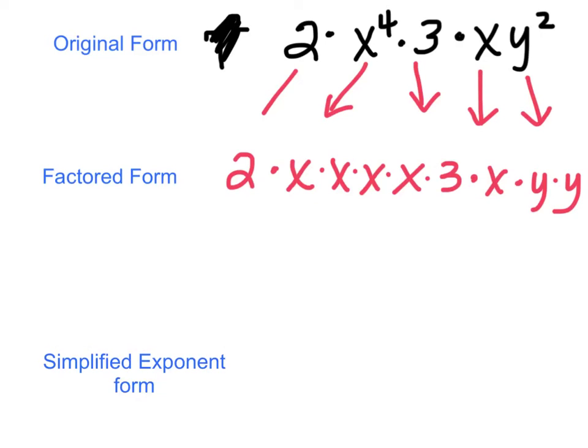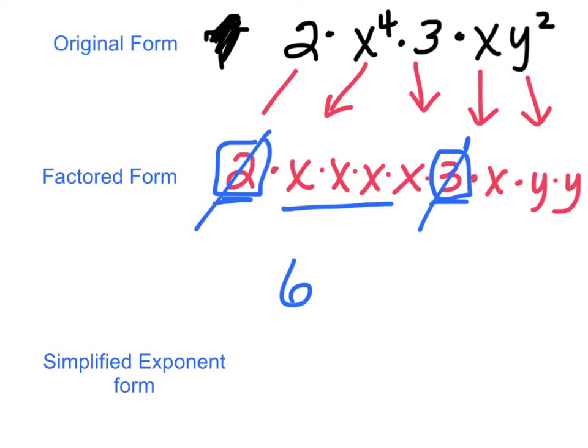Okay, now I'm just going to multiply my things together. I can start with my normal numbers. Remember, it doesn't matter the order, so I can actually do 2 times 3. Well, that's 6. Okay, done with that. Now I'm going to do my x's. So x times x, that's x squared, another x, x to the 3rd, x to the 4th, x to the 5th. Okay, done with my x's.